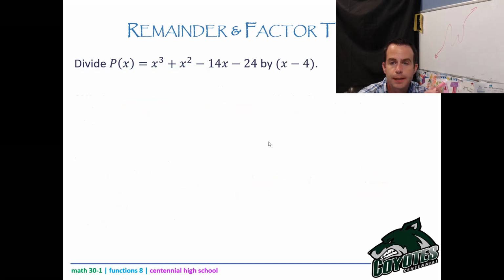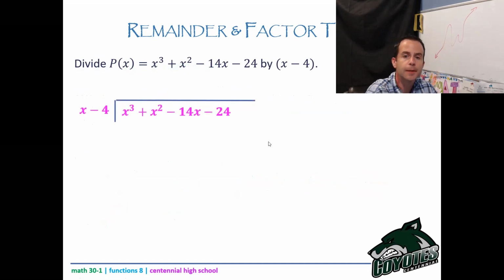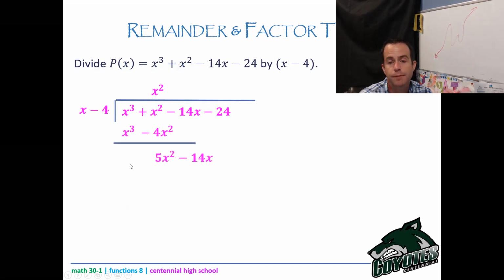Awesome. Now, same polynomial, but I want you to try doing it by x minus 4. You try and pause me now and see if you can handle it all by yourself. Okay, so x minus 4 goes on the outside. x cubed plus x squared minus 14x minus 24 goes on the inside. x squared going up top, x squared times x is x cubed, and then that would be minus 4x squared. When I go to subtract, I end up with 5x squared. That's 1 minus negative 4. Drop the negative 14 down.